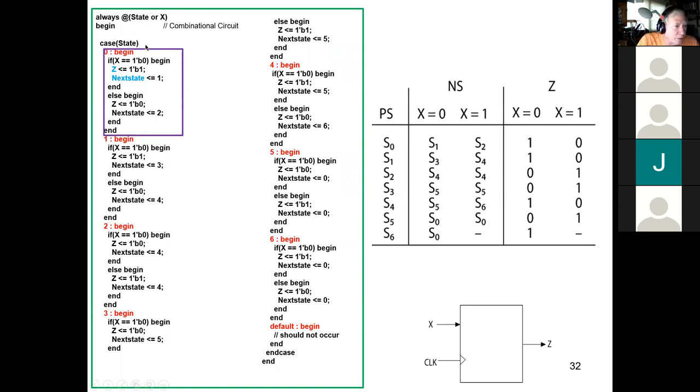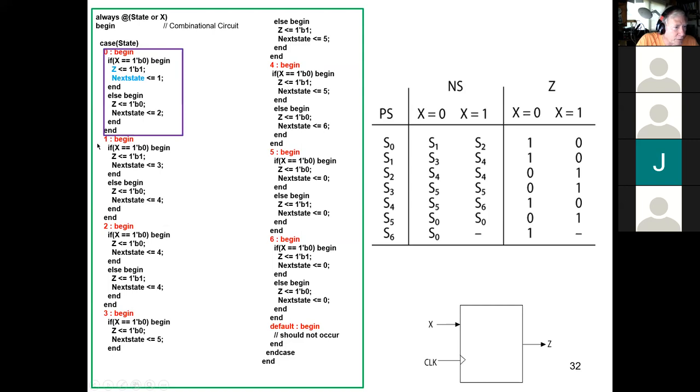So we have a case statement here. Basically, whatever state we're in, this will be the case we're doing. So in zero, we test X. If it's a zero, then we set Z equal to one and we set the next state to one. If X is not zero, if our input's not zero, then we set Z to zero instead of one and we go to next state two. All right.